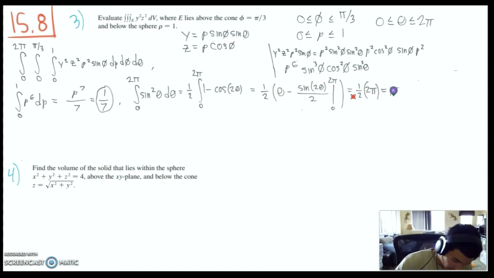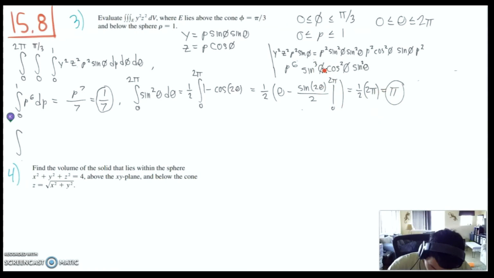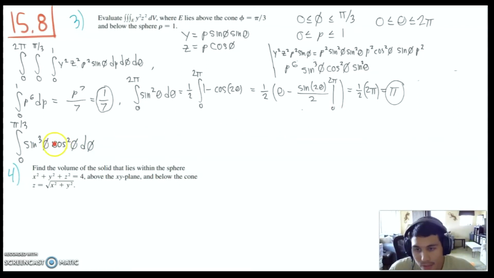Okay, so I did two integrals right there. We just have to do one more integral, and this is going to be the harder one. What does it go from? It goes from pi over 3, this is our phi integral, to 0. And this is sine cubed phi cosine squared phi d phi. You're like, oh, dude, this is a hard one. I'm like, calm down. It may not be that bad.